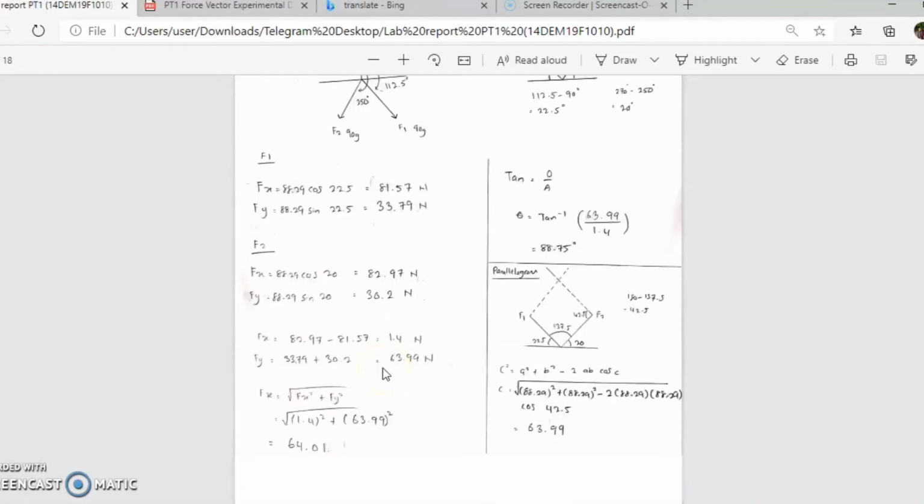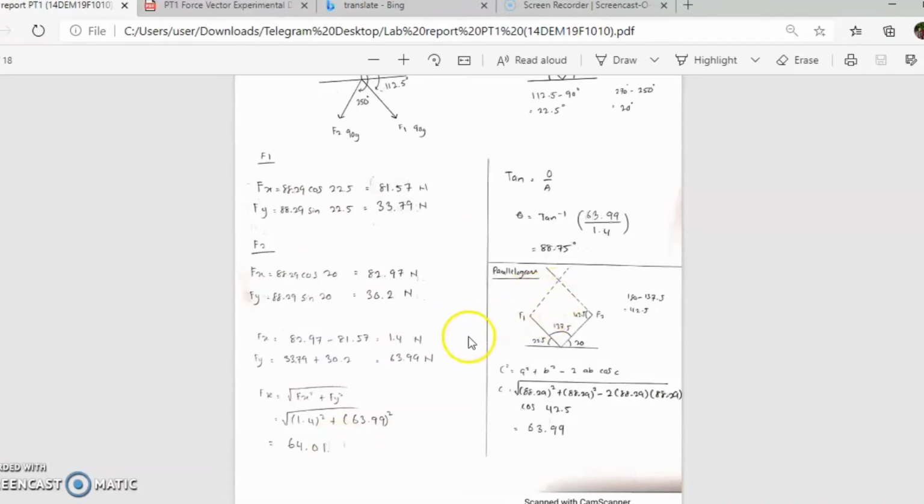After that, we have to search the result. We have to calculate the resultant force value. The formula for this is the square root of Fx squared plus Fy squared, and the value that we get is 64.01 Newton. Sorry for the mistake.